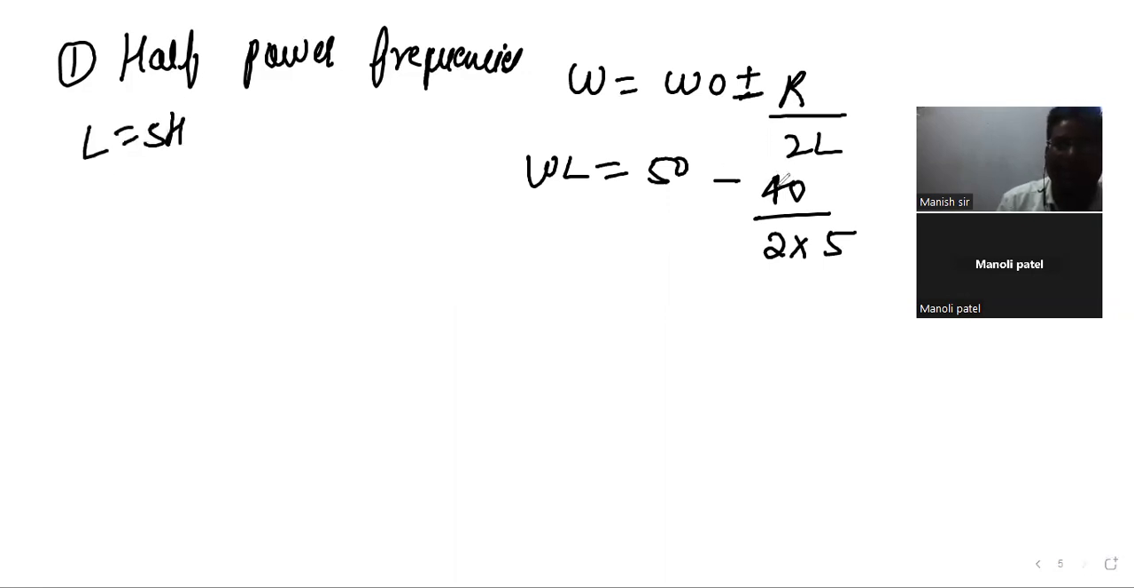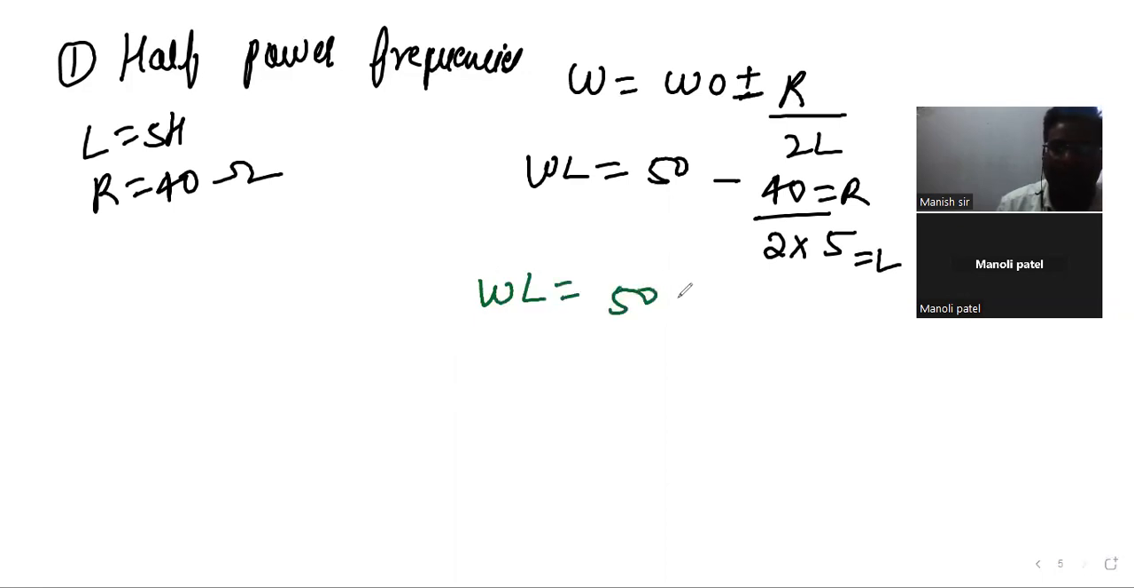So for L here we use 5 and the resistance value that is given is 40 ohm, right? So I have used here the R value. This is your L value. Now calculate it, then you will get the omega L value. So it is 50 minus, this will become 10 and this will cancel it. So it will be 50 minus 4, that will be 46, right? Radian per second. So now calculate the omega H.